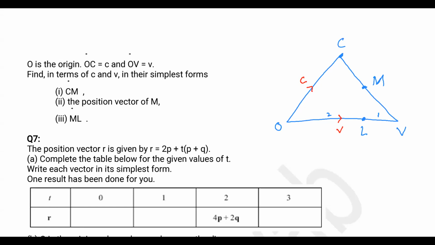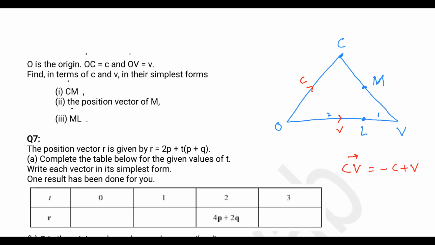So if you are looking for the vector CM, it's a bit difficult to find directly CM because if you use the path C to O, you know CO, but OM is not there. So you can't find directly CM. So it's better to find CV. And once you have CV, half of CV will be CM. And how to find CV? The path can be OV minus, V minus C, or if you are looking for the path C to O, O to V, C to O is minus C, and O to V is positive V. This is vector CV.